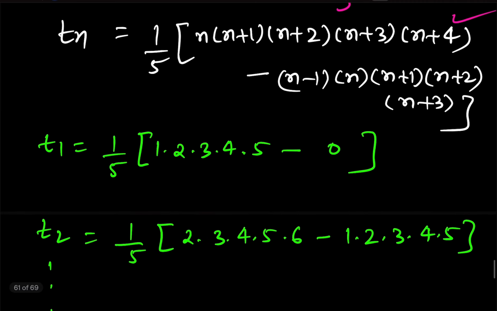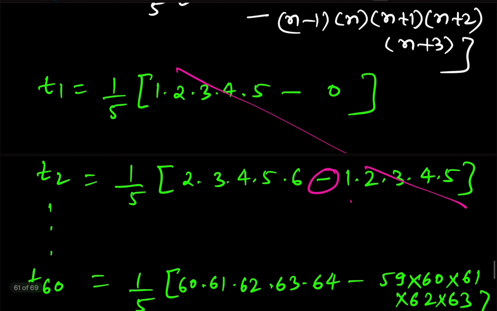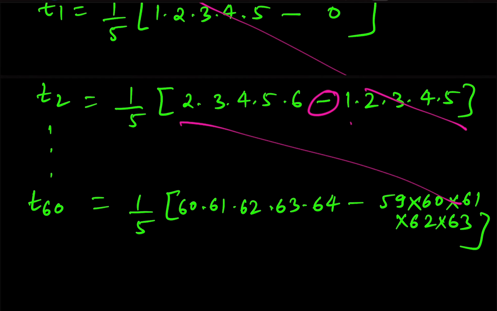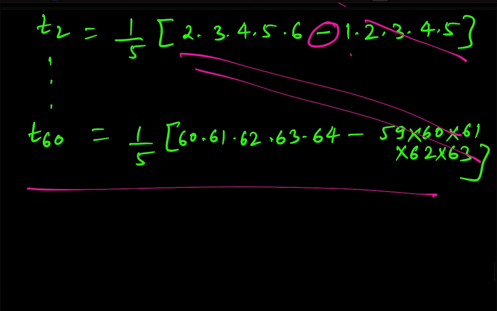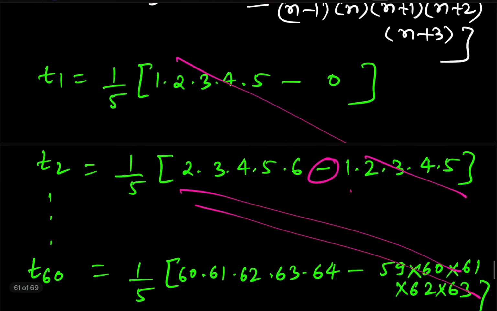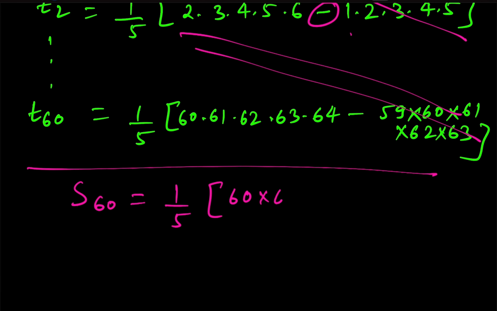Now you will see again a telegraphic series. This time this side is getting cancelled. Here 1 into 2 into 3 into 4 into 5, and the minus of that same term will get cancelled. Similarly, it will get cancelled in this way. So at last your final answer will be 1 by 5. Here all are becoming 0, so only this one will be left: 60 into 61 into 62 into 63 into 64.